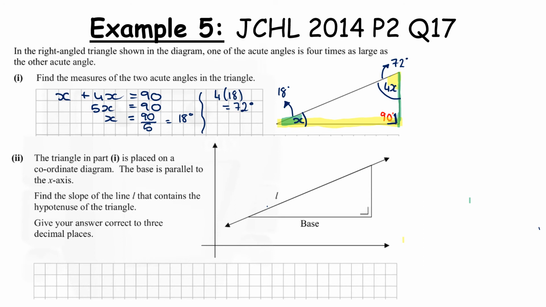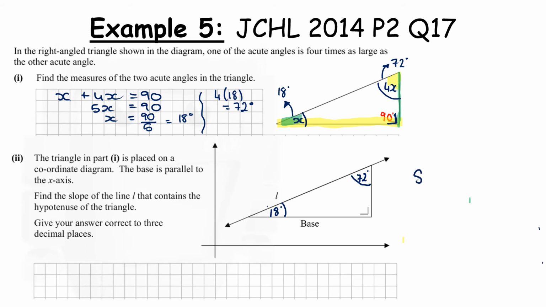So the next part is the triangle in part I is placed on a coordinate diagram. The base is parallel to the x-axis, and find the slope of the line L that contains the hypotenuse of the triangle. Give your answer correct to 3 decimal places. Okay, so they've not given us a huge amount of information, except I do know that this is 18 degrees and this is 72 degrees. And they want me to find the slope.